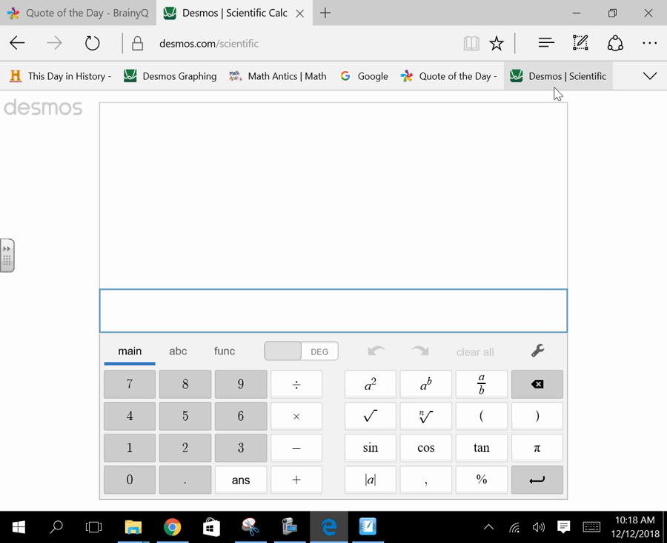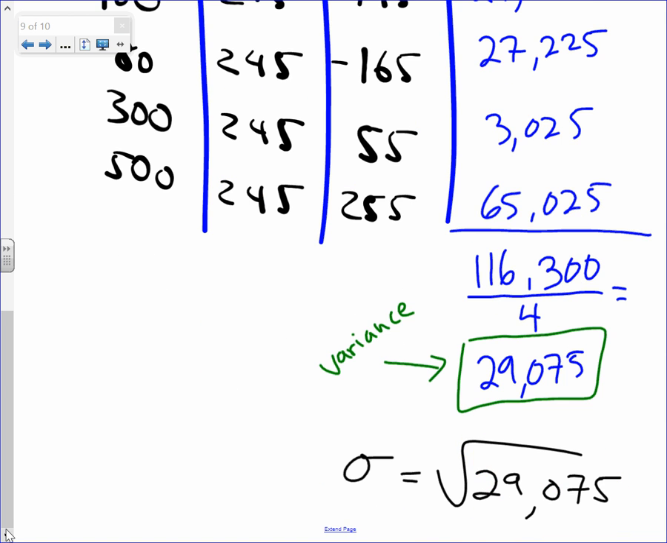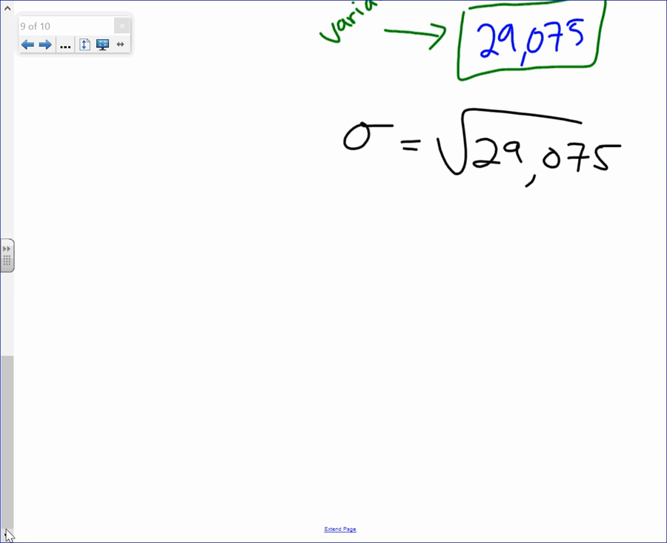So let's see, the square root of 29,075? Was it 0? Thank you. There it is. I got 170.5. I'm going to round to the nearest whole number for now. I'm looking at the 5, which is in the tenths place. That's 5 or bigger, so it's approximately 171. Let's come back over here. So the standard deviation then is approximately 171. Write that down.